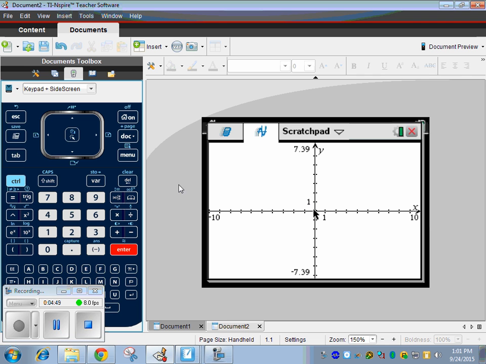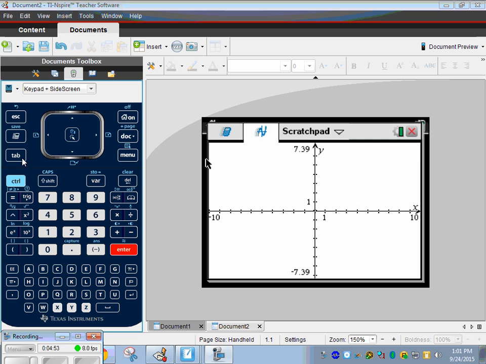Okay, so to get f of x, which means y, what we're going to click on is tab. That would be this button right here on the Inspire. So click tab, and you should have f of x. Now go to tab. All right, everyone have f of x showing up? Okay, now we're going to enter our two equations.